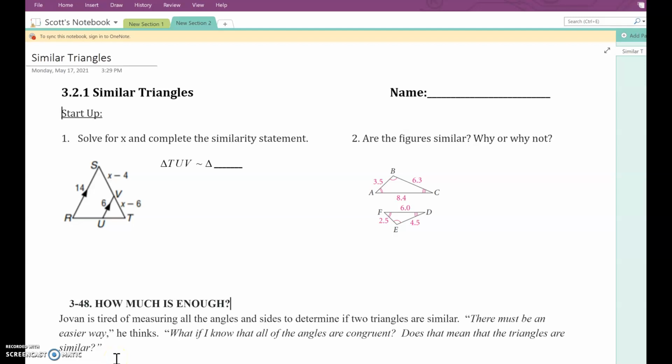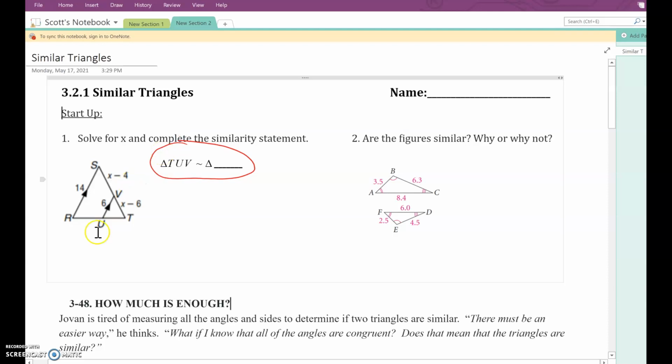Alrighty guys, now we're gonna go on to similar triangles. What I want you to do is on number one in the startup, I want you to outline the two triangles that you see, and I want you to complete this statement right here. Okay, so TUV is gonna go with TRS, with that triangle, TRS.